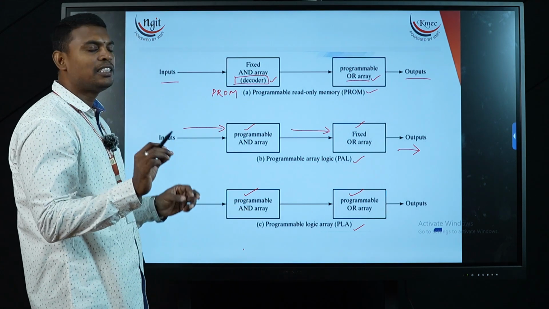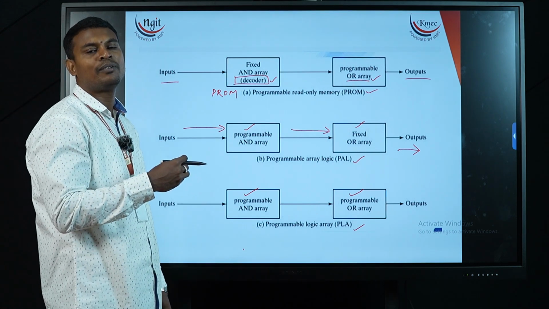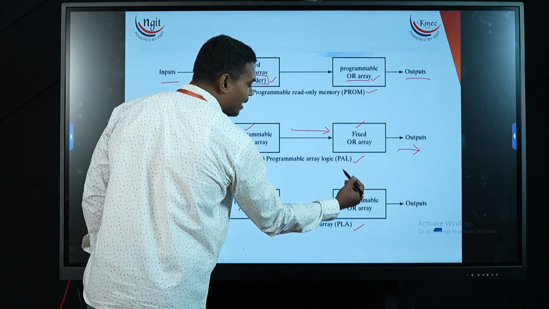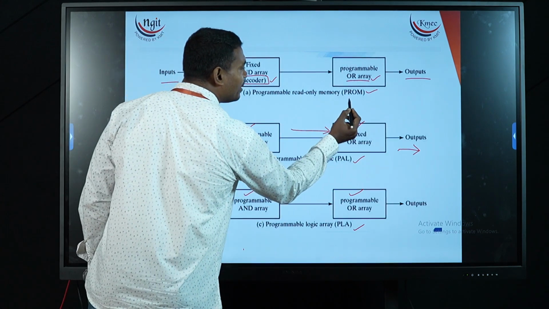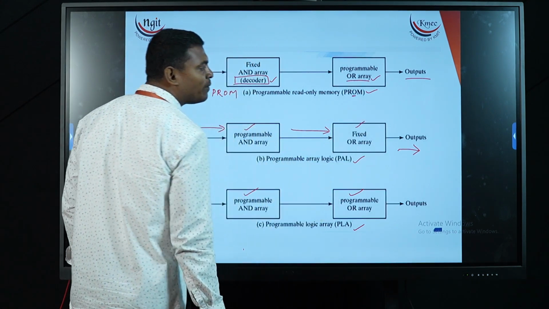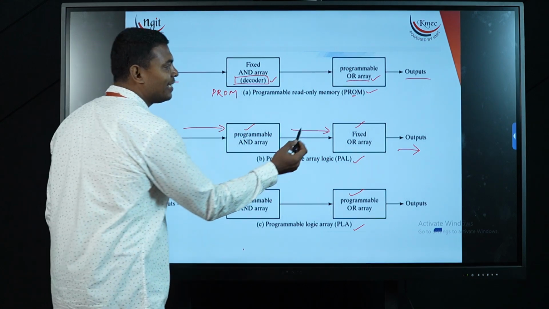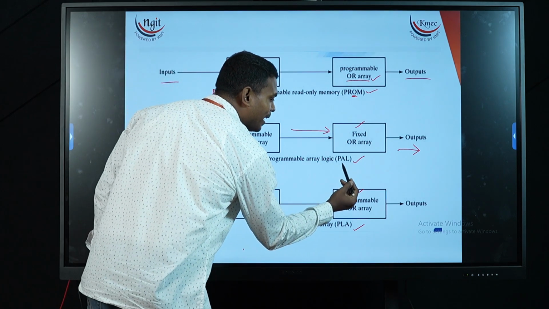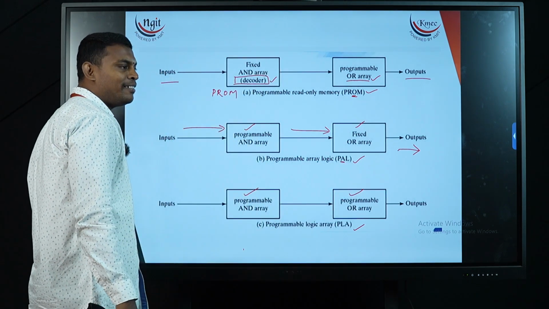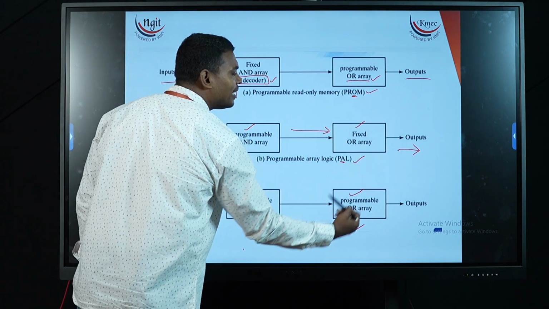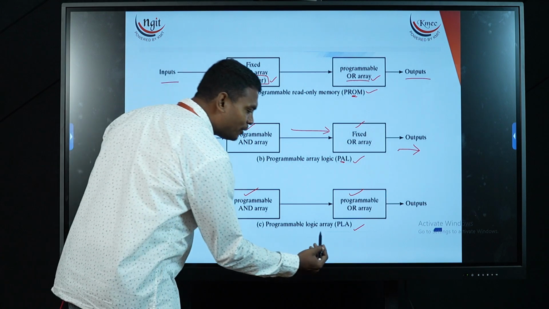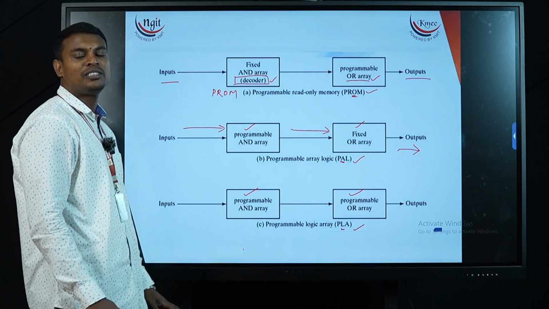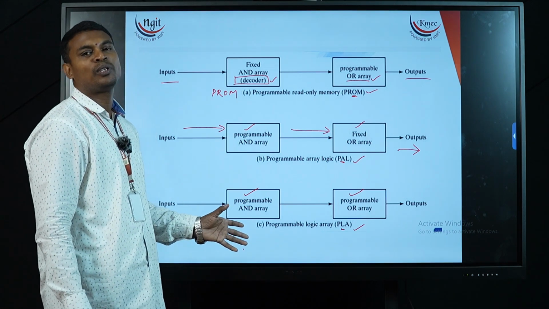That should be remembered. There is a small logic which we used to remember when we were studying engineering. If you observe PROM, PAL, PLA: in PROM the middle alphabet is O, which means the OR gates are programmable and the AND gates are fixed. Coming to PAL, the middle alphabet is A, which means the AND gates are programmable and the OR gates are fixed. Coming to PLA, there is no A and no O, so both are programmable. This is how we used to remember which are programmable and which are fixed.